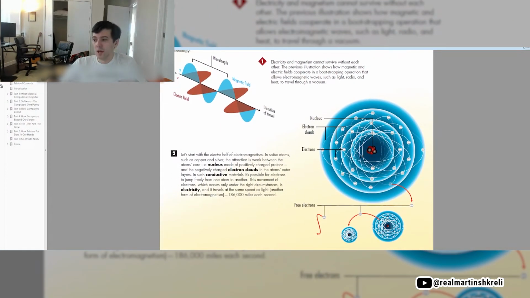Let's start with the electro half of electromagnetism. In some atoms, such as copper and silver, the attraction is weak between the atom's core, a nucleus made of positively charged protons, and the negatively charged electron clouds in the atom's outer layers. In such conductive materials, it's possible for electrons to jump freely from one atom to another. This movement of electrons, which occurs only under the right circumstances, is electricity, and it travels at the same speed as light, another form of electromagnetism, which is 186,000 miles per second.